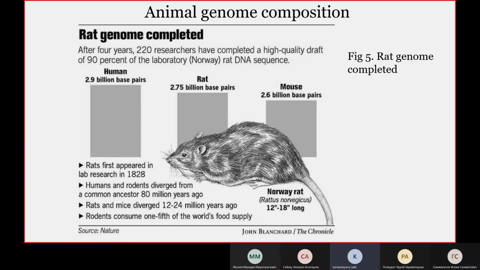As we see in the picture, the first rat genome research was applied in 1828, and the human and rodent lineages derived from a common ancestor 80 million years ago. Rat and mouse derived 12 to 24 million years ago, and the mouse genome has 2.6 billion base pairs.